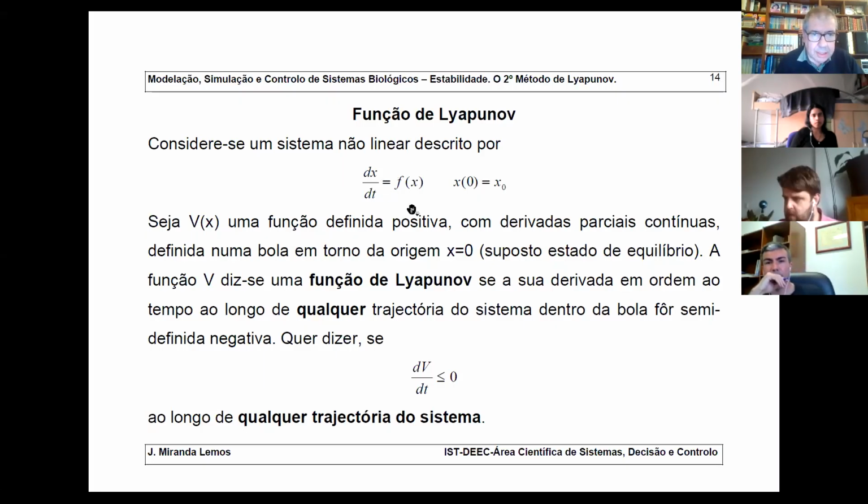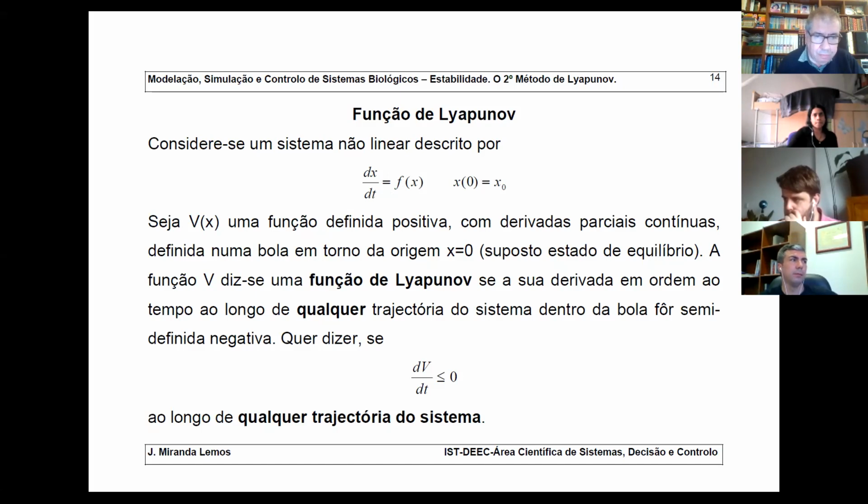So we want to study the stability of the origin of this system. We are assuming that f of 0 is 0, so the origin is an equilibrium point, and we want to study the stability of the origin. The results that apply to the origin apply to any isolated equilibrium point.